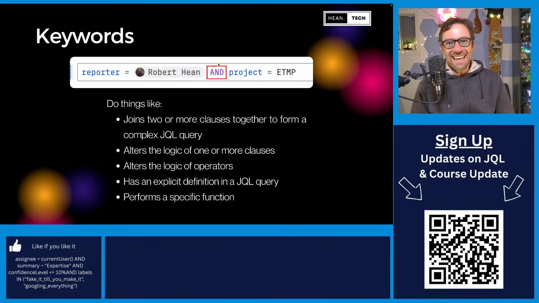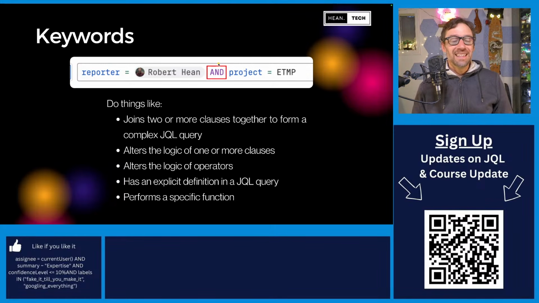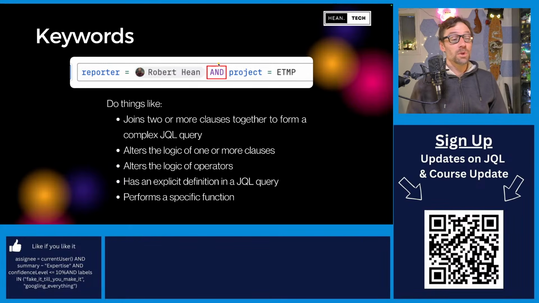So the keyword not will flip true to false or false to true. So not reporter equals Robert Hean is the same as saying reporter does not equal Robert Hean, or it's very similar to. It allows us to alter logical operations, but they are explicitly defined within the query, and they perform a very specific thing. There are a number of different keywords. There are two that I use very, very frequently. And I see only one person nailed the answer here.